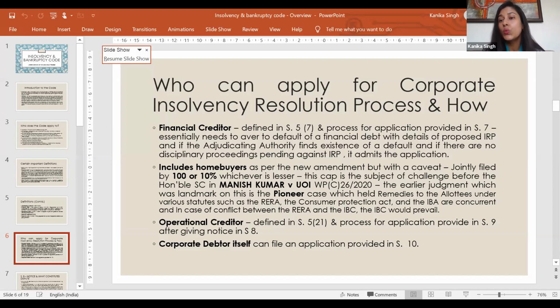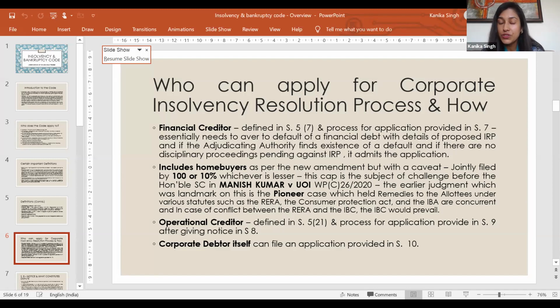judgment of Pioneer, which actually said where the challenge was, can a home buyer who's become a creditor maintain an action again in both IBC as well as RERA? And the Supreme Court said, yes, you can have actions simultaneously. Right now, the issue is whether home buyers need to apply in the 100 or 10% cap or not. That is still pending. The next person who can apply for the corporate insolvency resolution process is an operational creditor.